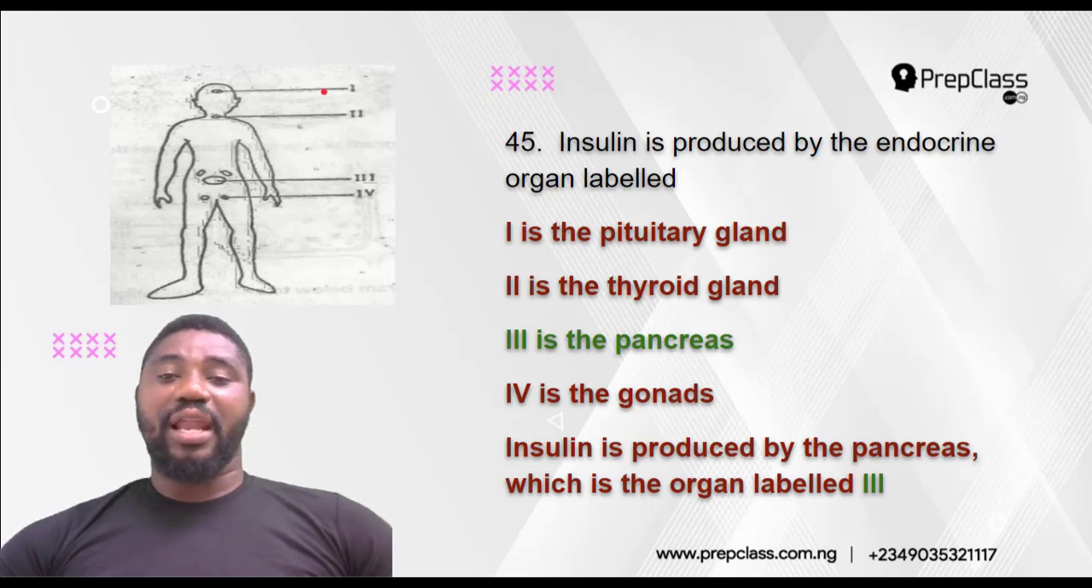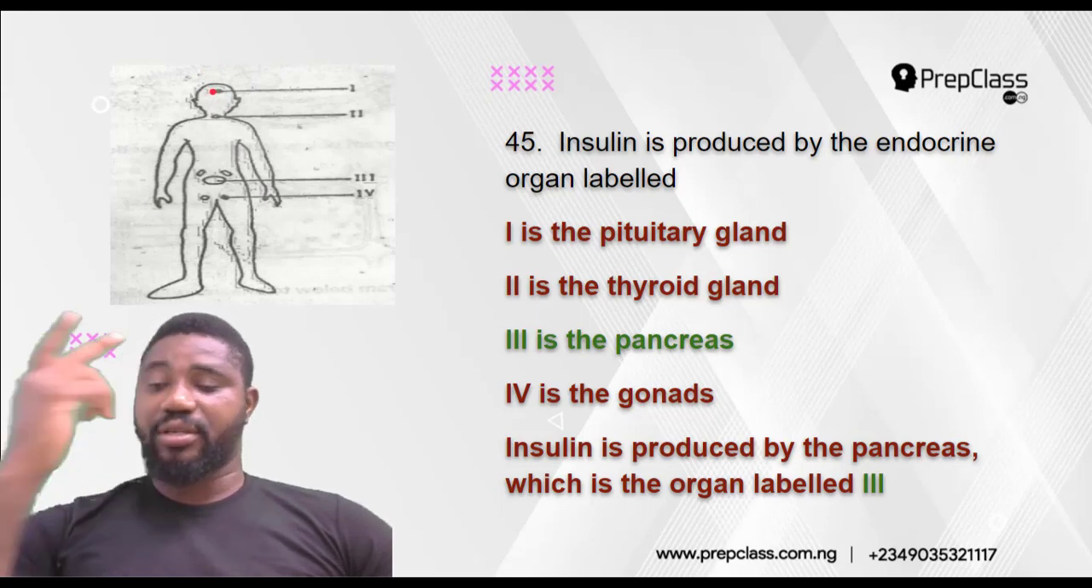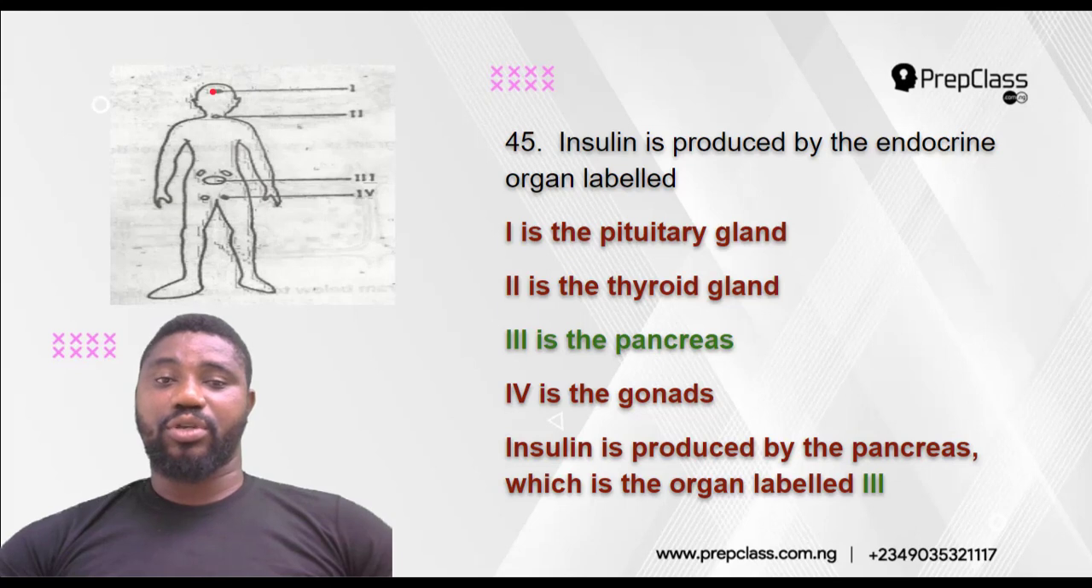Now, the endocrine organ labeled 1 is the pituitary gland. That's why it's located here, at the base of the hypothalamus. It's known as the master gland. So 1 is the pituitary gland. This side is where we have the thyroid gland and the parathyroid gland. So I'll just call 2 the thyroid gland. 3 is the pancreas. 4 the gonads.